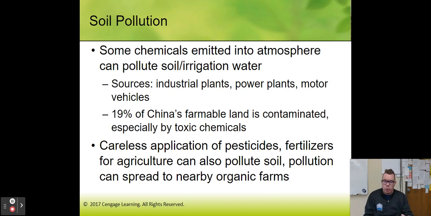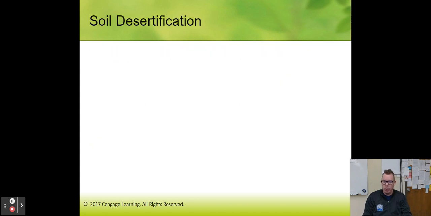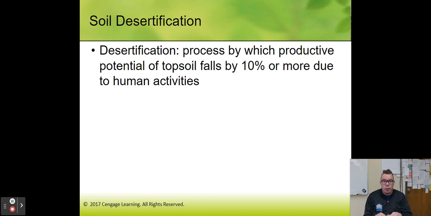Fertilizers for agriculture can also pollute the soil, and pollution can spread to nearby organic farms. So if you have, let's say, 1,000 acres and you're right next to 10,000 acres of industrialized agriculture, that fertilizer and that crap can get onto your farm, and you can no longer be considered an organic farm anymore.